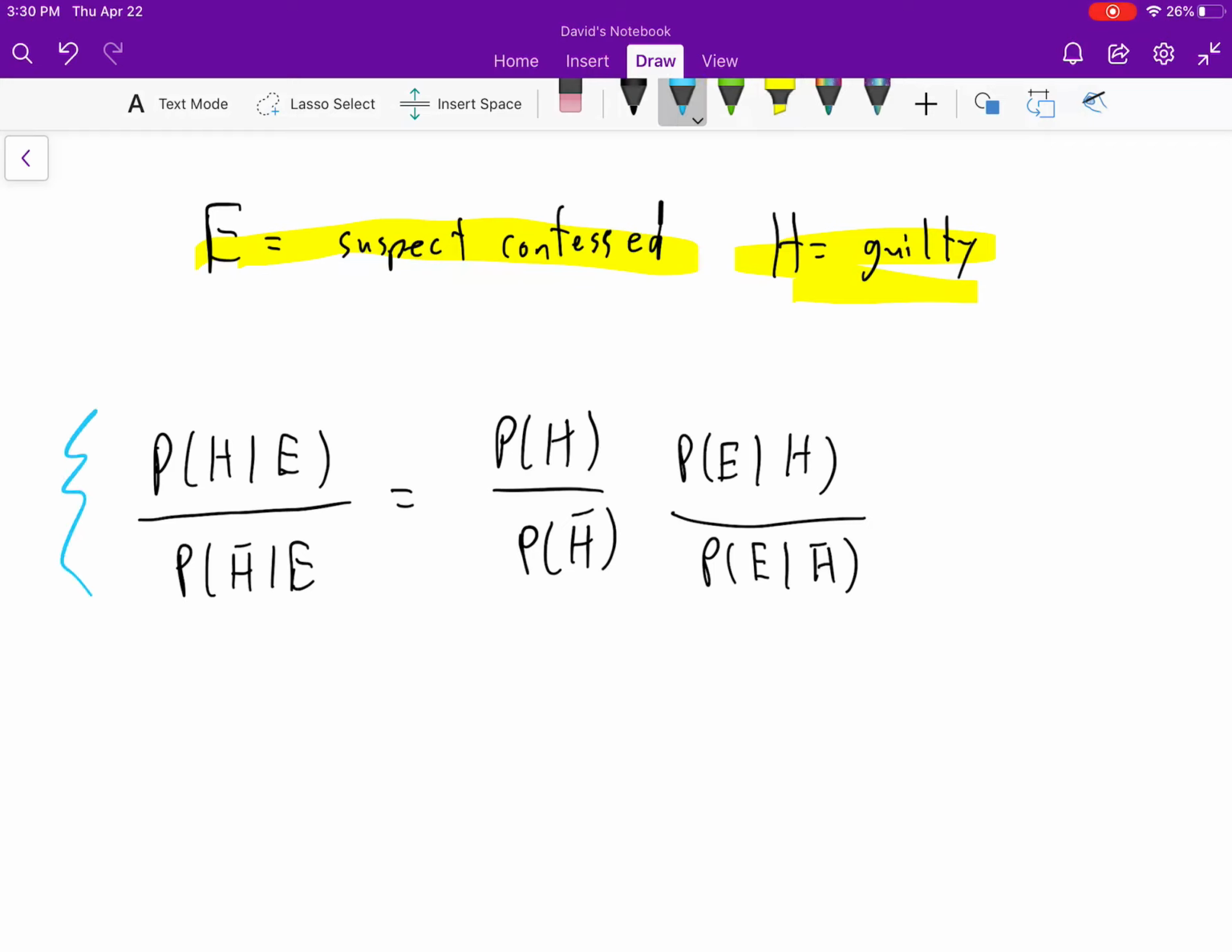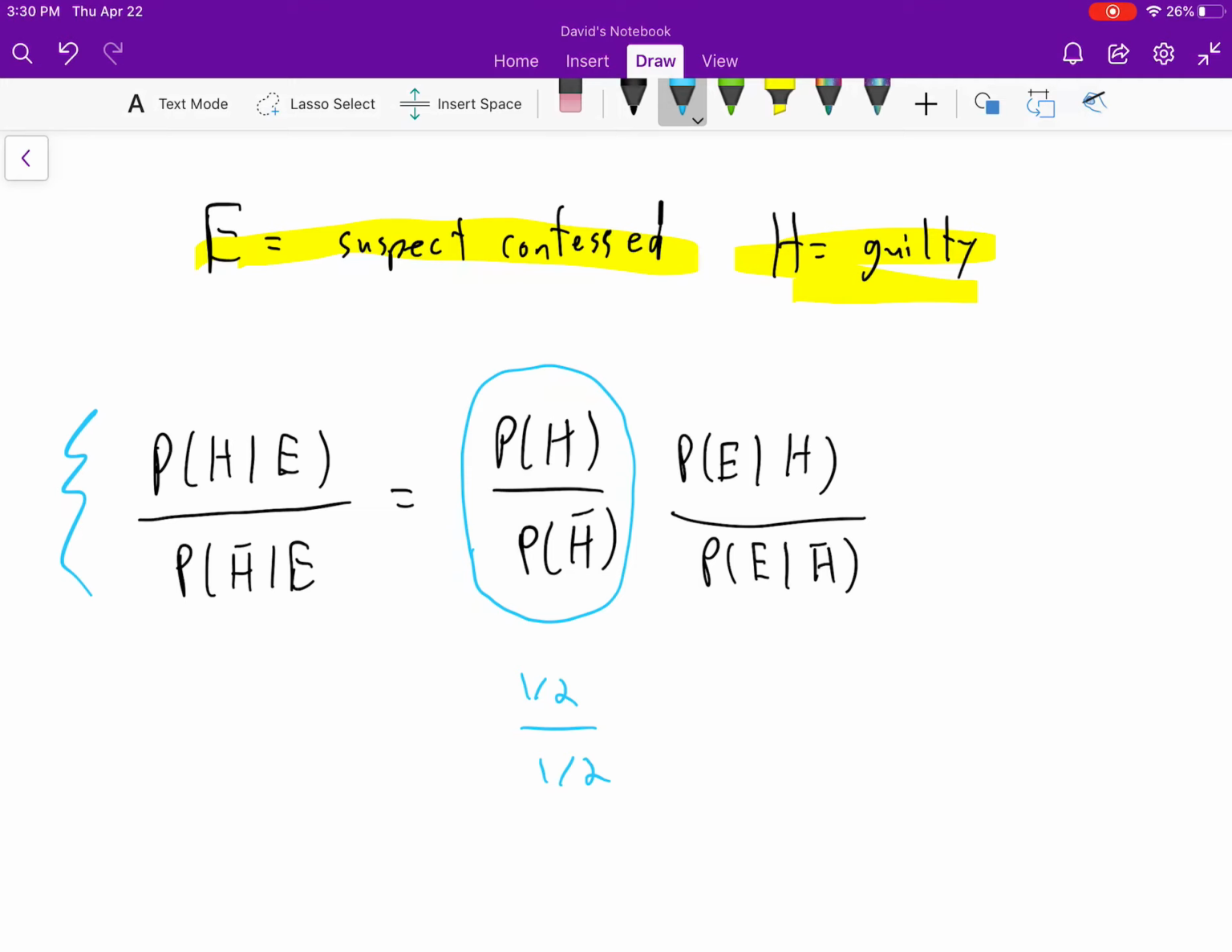The question says to use the rule in odds form to verify the confession only adds to evidence of guilt if the confession is more likely to come from guilty than from innocent. So let's see if we can process that. This ratio right here, you have no control over right now. These are just prior probabilities of guilt or innocence. From the police's perspective, that's maybe a 50-50 shot, a toss-up. We don't have any control over that.